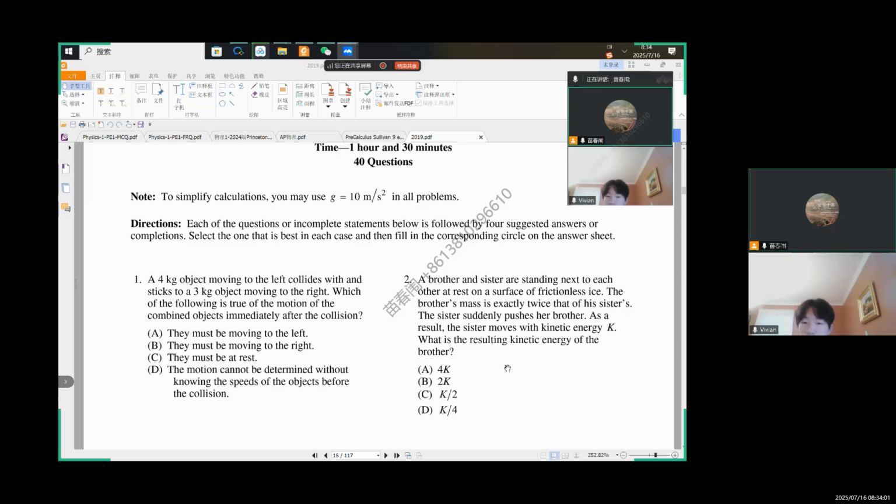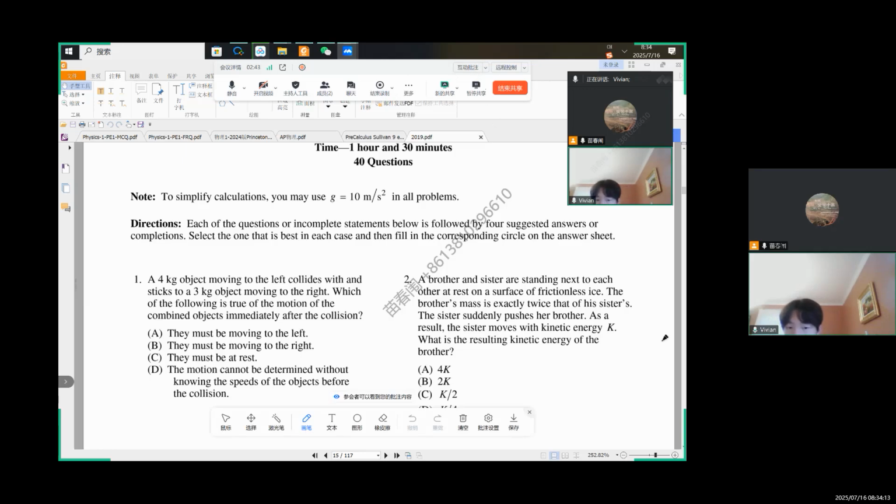4K. Wait, is it 4K? Wait, push K versus two product. How do you know? Maybe you can write something. Well, it's always to draw and write. One half. Two.